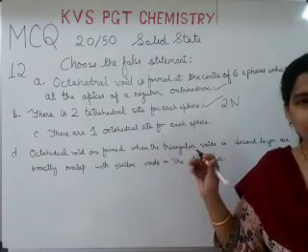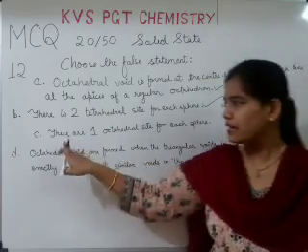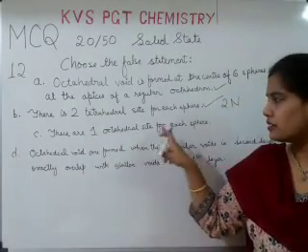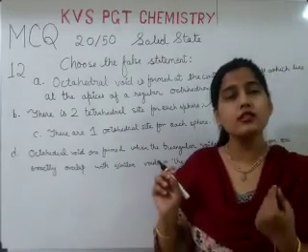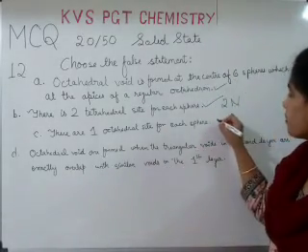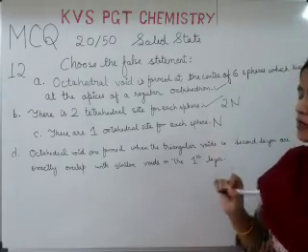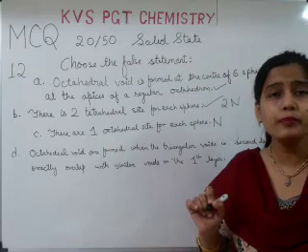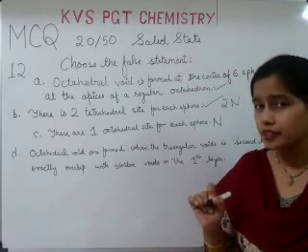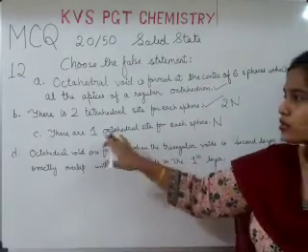Now dear children, let us see the third option. There is 1 octahedral void for each sphere. Is that true? Yes, this is also a true statement. Why? Because the number of octahedral voids is equal to the number of atoms present in the lattice structure. So this is also correct.